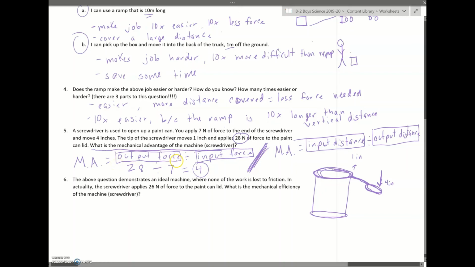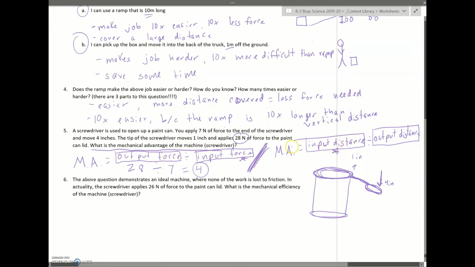This makes sense, right? Because the less force that you apply, the easier the work is. The more distance that you cover, the easier the work is. When you move more distance, the mechanical advantage is higher because the job is easier. When you apply less force, the job is easier, the mechanical advantage is higher.